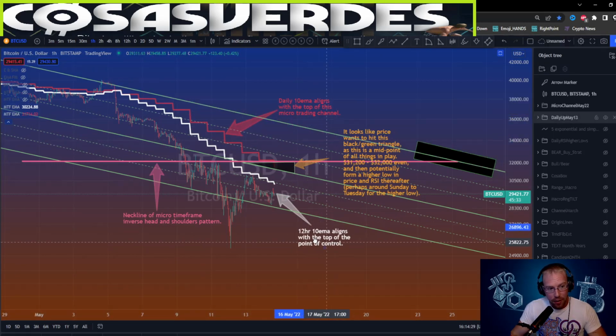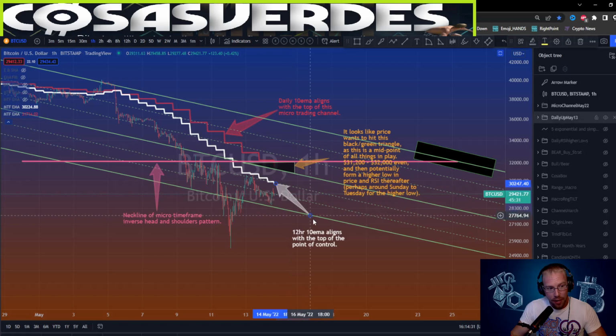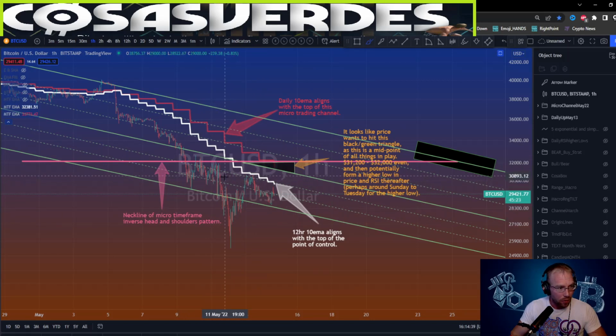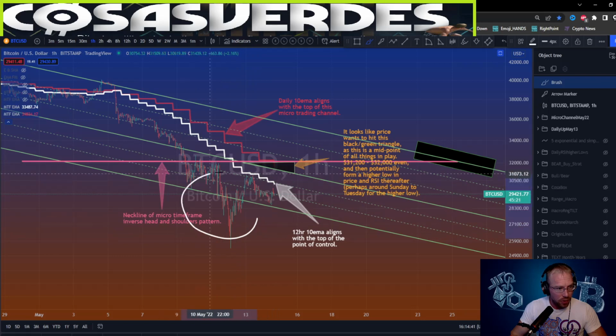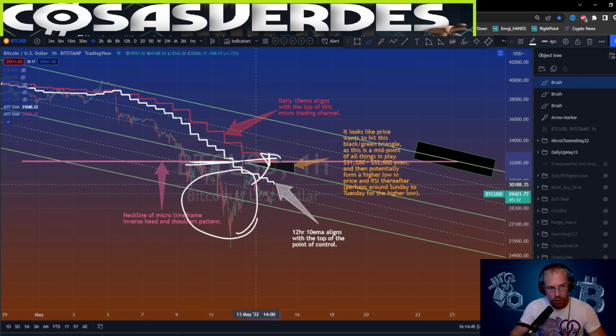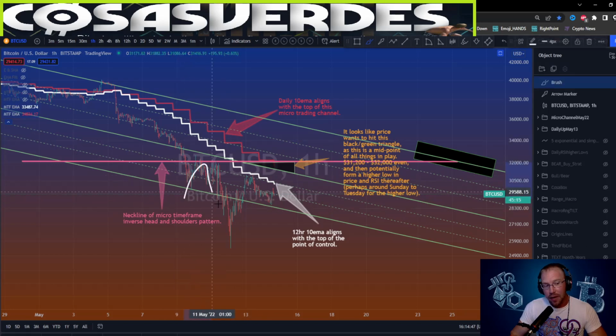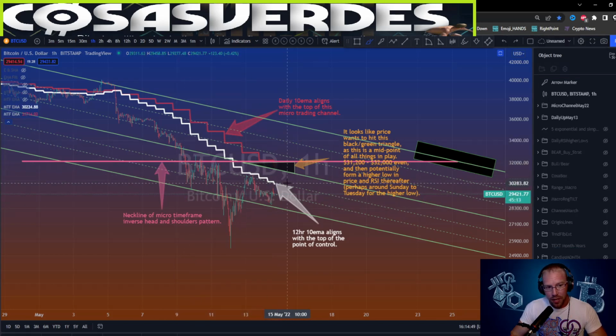Daily 10 EMA, 12-hour 10 EMA. This neckline of the head and shoulders pattern is easy to see on a micro time frame. I think this was the head and shoulders, right? Or the neckline of the head and shoulders, and price never got back up to it. It's an inverse head and shoulders, to be more technical. It was, but it broke down. So that's what we're going to work with, the structural analysis with EMAs, and the EMAs happen to align with structural analysis, which makes it even more probable, right?